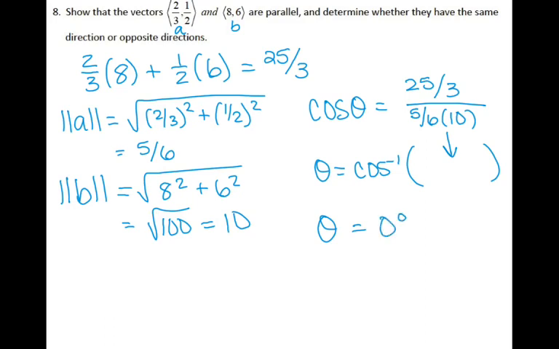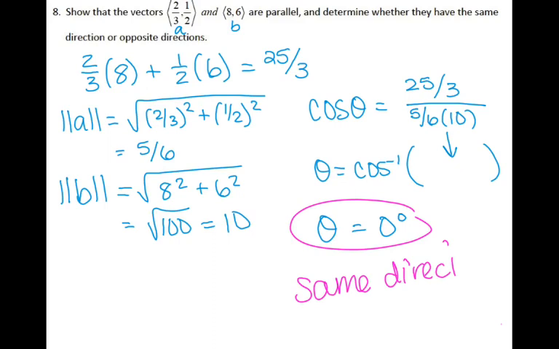All right. So now that I know that the angle in between is 0 degrees, I can determine whether they are in the same direction or the opposite direction. Opposite direction vectors have an angle in between of 180 degrees. Same direction vectors have an angle in between of 0. So that means these two vectors are going in the same direction. And we know that the two vectors are parallel because the angle in between is 0 or 180, but in this case it's 0.